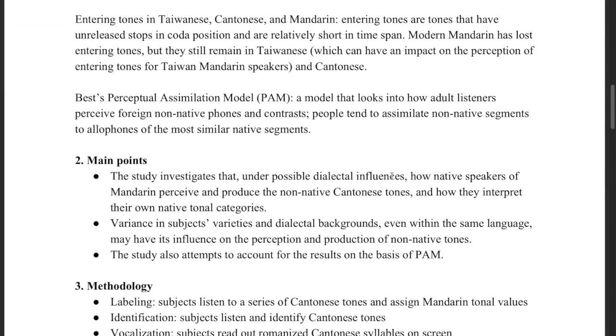Also, since the paper is built on the perceptual assimilation model proposed by Catherine Best, I'm also going to give a short intro of it. It is a model that looks into how adult listeners perceive foreign non-native phones and contrasts. It also states that people tend to assimilate non-native segments to allophones of the most similar native segments.